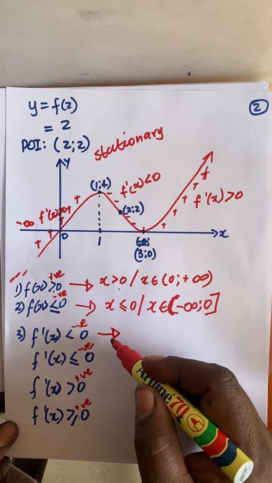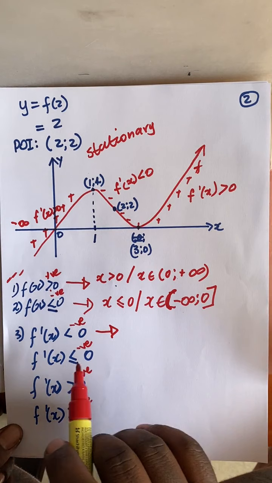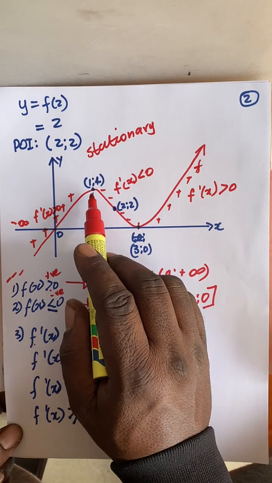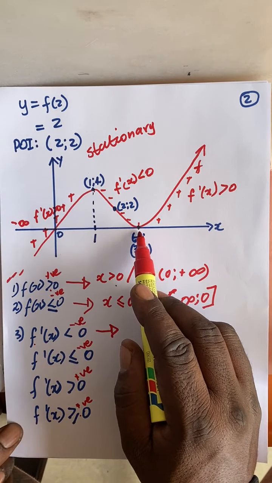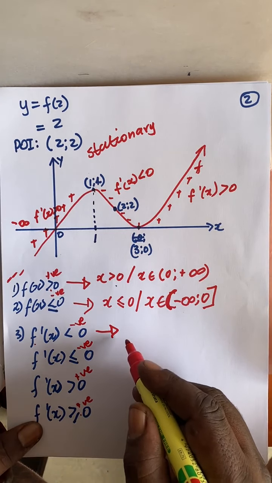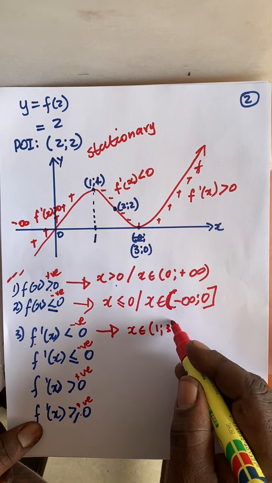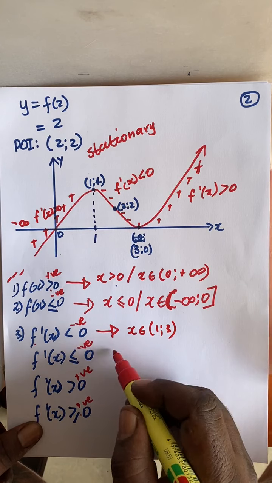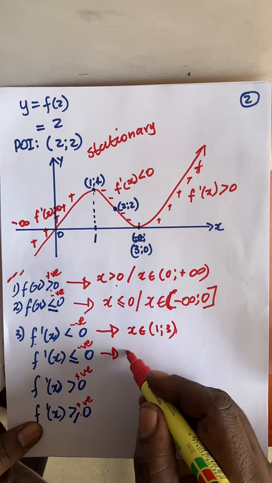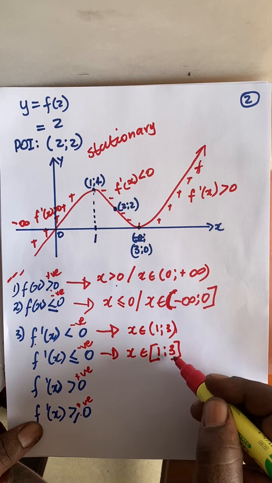So in terms of a solution on this graph, what do I say? The values of x for which f prime x is less than 0 means negative. I see that from 1 to 3 the graph will decrease. So all I simply say is x is an element of 1 is to 3. Because there is no or equal to, I will put a round bracket, but if there is or equal to, I will say x is an element of, put a square bracket, and then say 1 is to 3.